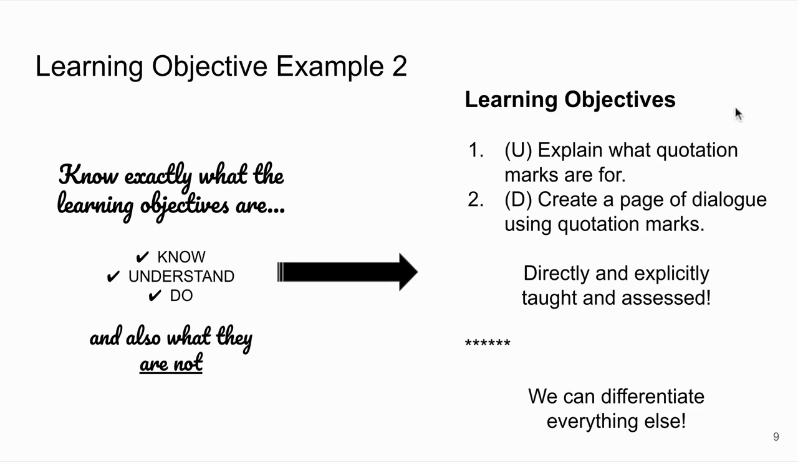Here's another example of some learning objectives. Let's say we're teaching a lesson about writing and we're focusing specifically on quotation marks. These are pretty straightforward, but it's excellent for students to know exactly what they're going to be responsible for. It allows them to self-regulate their learning towards these really specific and tangible goals.